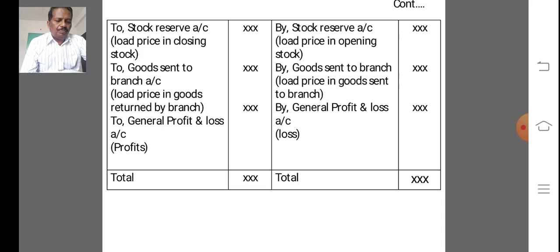This loaded price will be included in only these 4 items: opening stock of the goods of the branch, closing stock of the goods of the branch, goods coming from head office to branch, and goods returned from branch to head office. Only these 4 items are included for applying the loaded price.